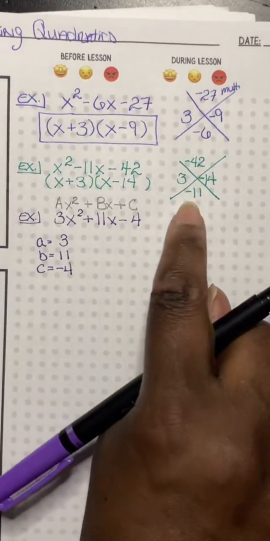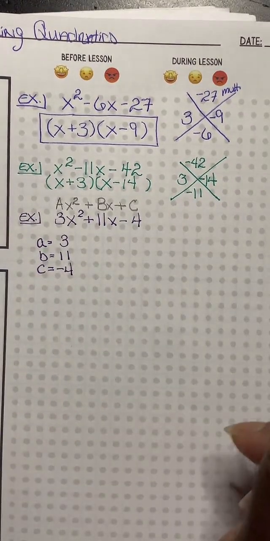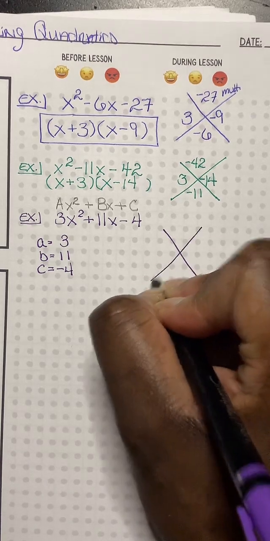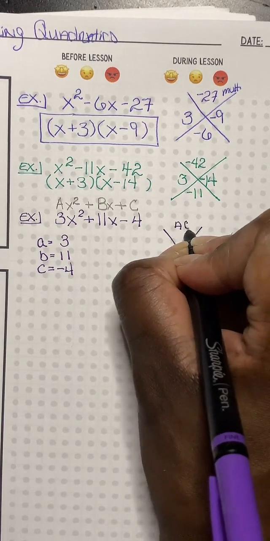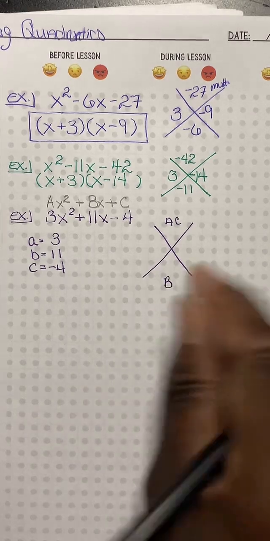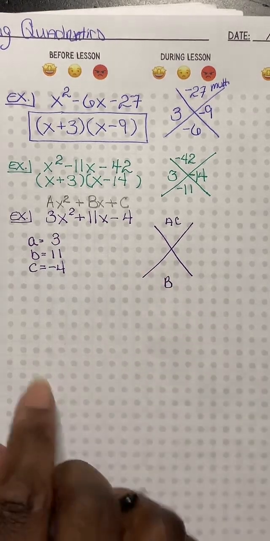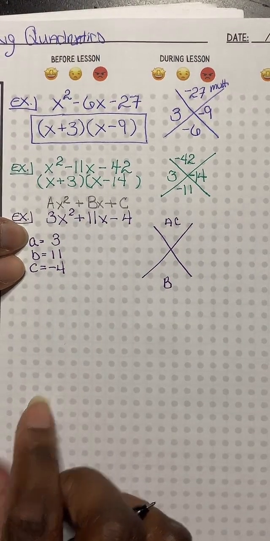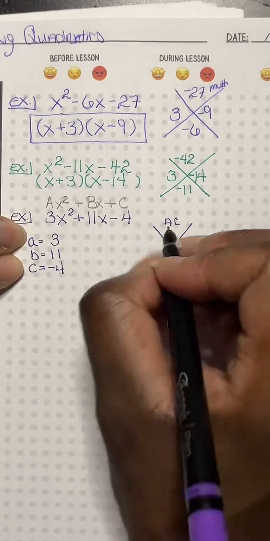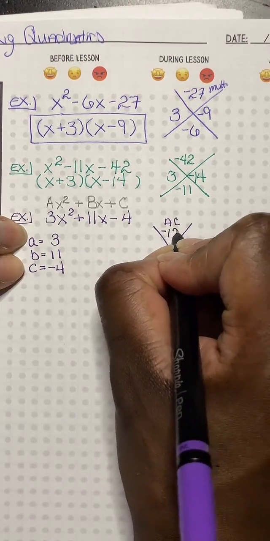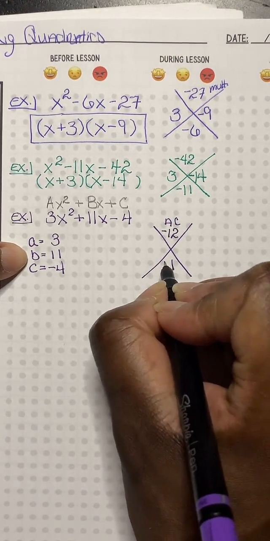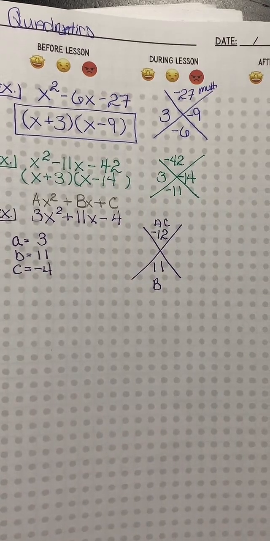So, remember this cross that we did over here? We're going to do it a little bit sooner. I'm going to multiply my A and my C, put the result in this box, and just rewrite my B and put that result in this box. My A and my C is 3 times negative 4. So 3 times negative 4, that's a negative 12. And the B is 11. Okay, so let me pause to see how we're doing.